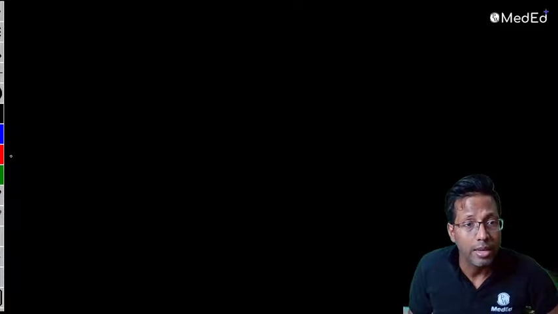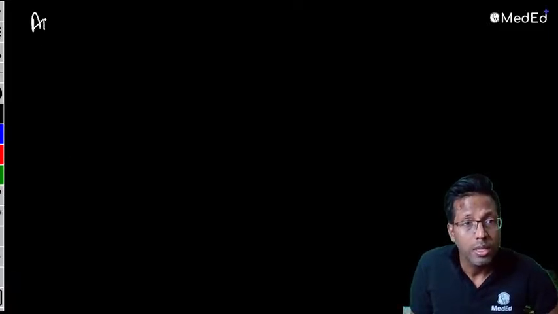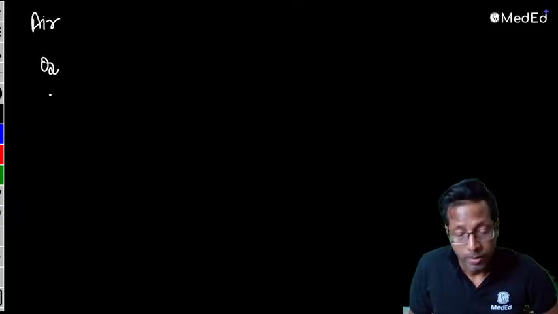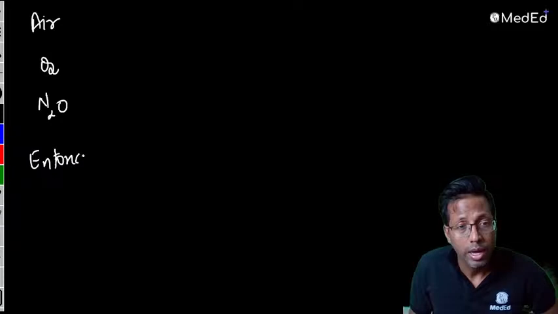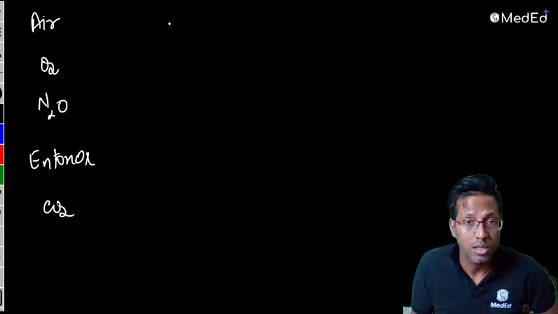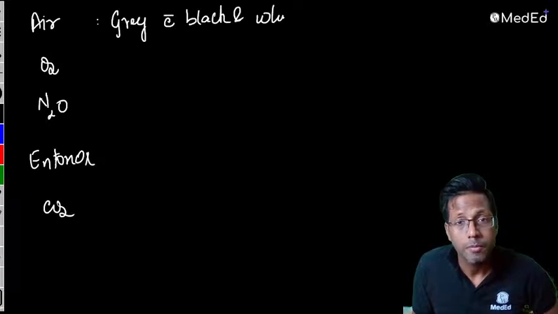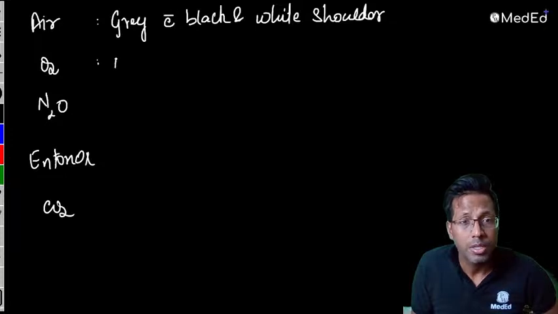So we have 5 important gases for which you need to know, right? The first one is air, the next is oxygen, another one is nitrous oxide. You also need to know nitrogen and carbon dioxide. So these are 5 gases for which you should know the colors as well as the pin index numbers. The color of air is basically a gray body with black and white shoulder. Oxygen cylinder is basically a black body with a white shoulder.